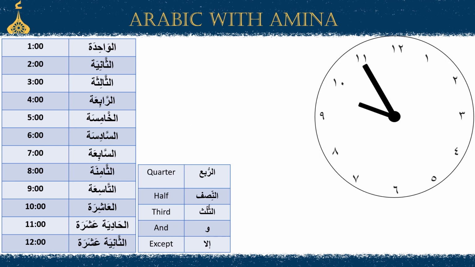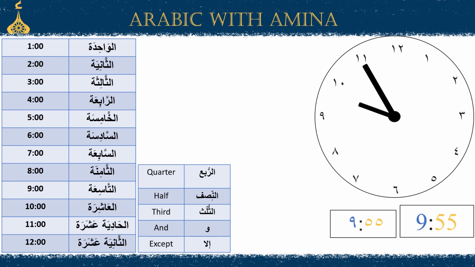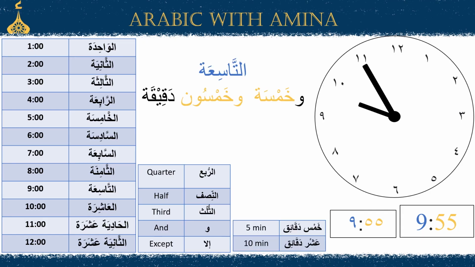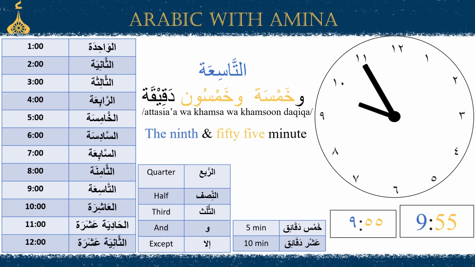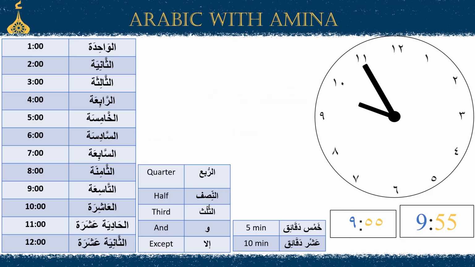Our clock shows the time to be 9:55. I want you to first say the time by minute, so say 9:55. If you want to take some time to think, you can pause the video. Or on to the answer. 9:55. The 9th and 55 minute. Another way to say the time is to say that it is 5 till 10. So I want you to say that in Arabic.